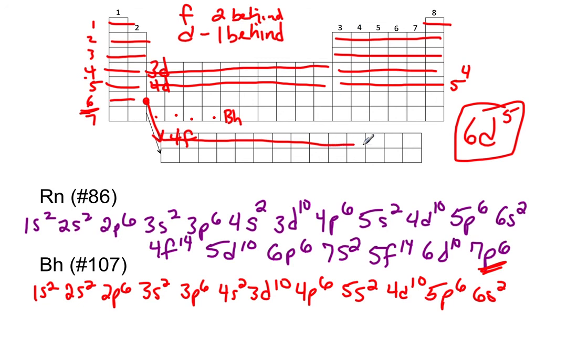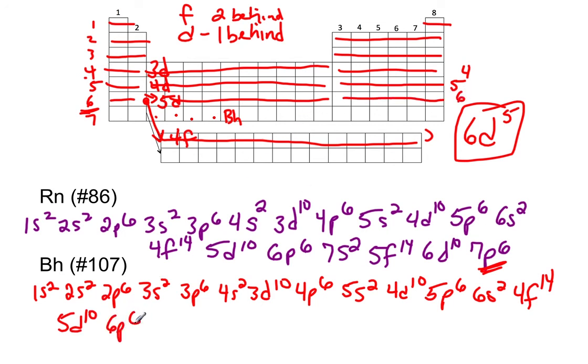So I'm going to pass through all the 4f's. 4f, and there's 14 of them. If you forget, just count. At the end, you're going to go back up and pick up where you left off. This is the D block, and it's 1 behind, so it's 5d. So 5d10, then we're back to normal. 6p6, almost done here. 7s2.